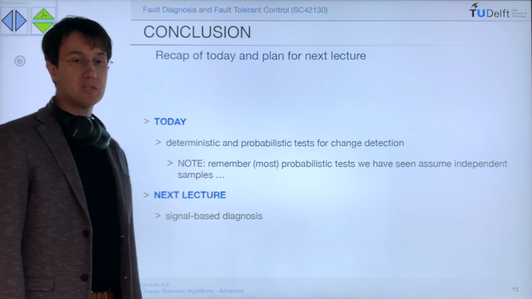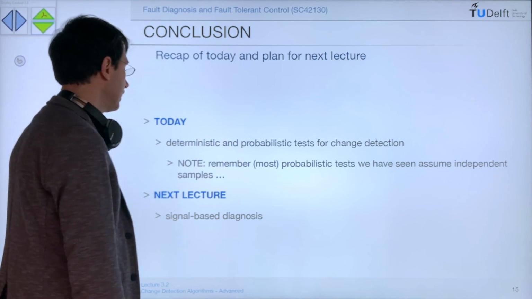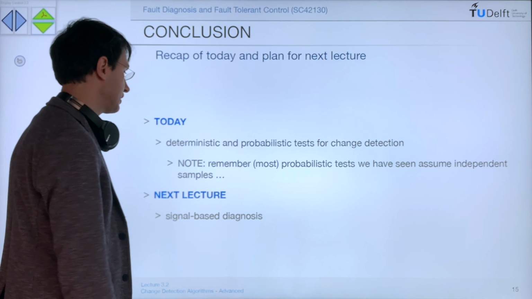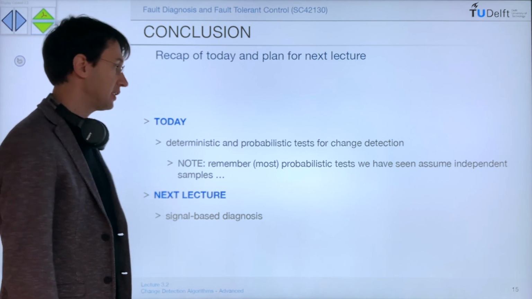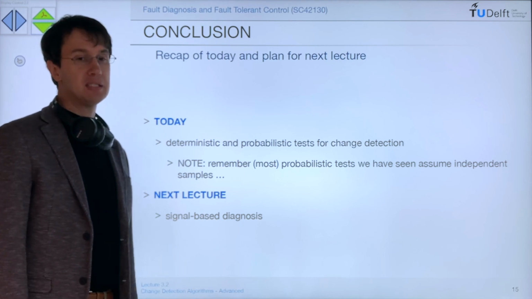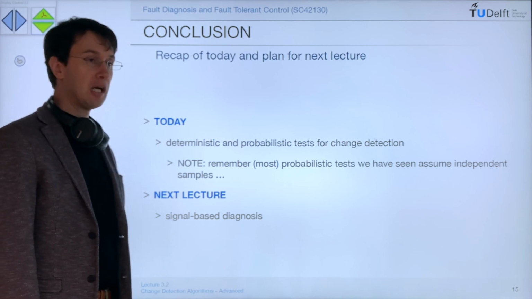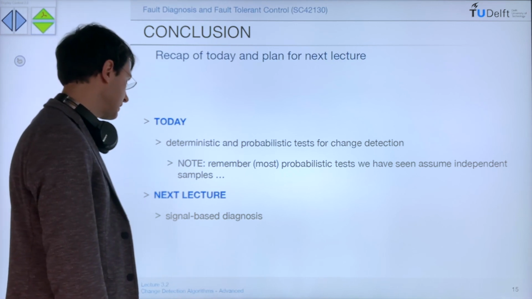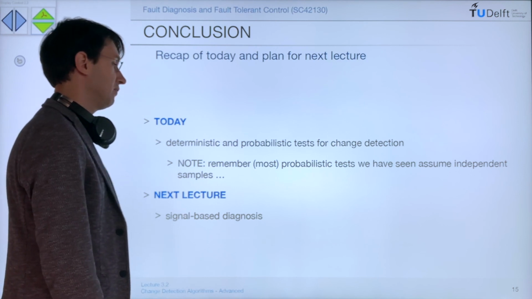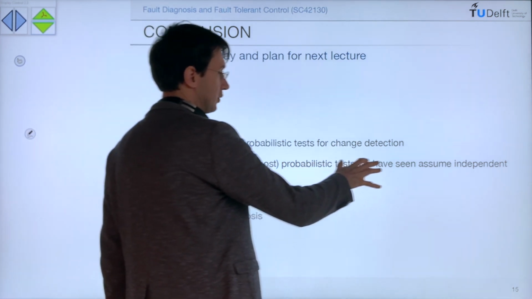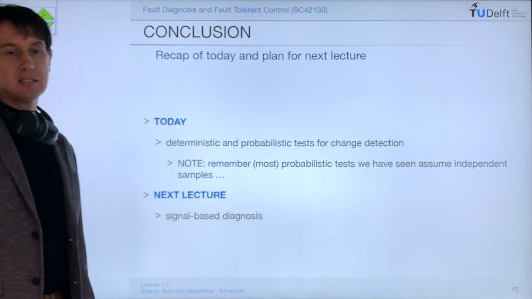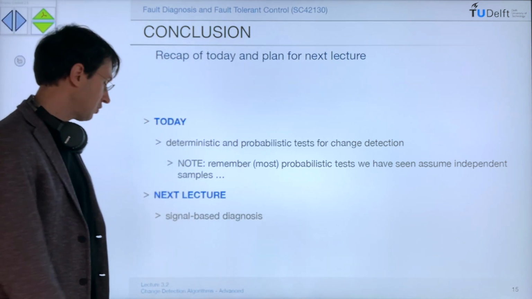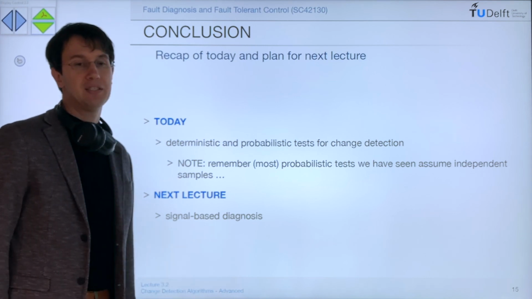Okay, so we got to the end, and in this series of lectures we have seen deterministic and probabilistic change detection algorithms, both simple and advanced. And remember that in the probabilistic test, we assume independent samples. In the next series of lectures, we are going to cover signal-based diagnosis.